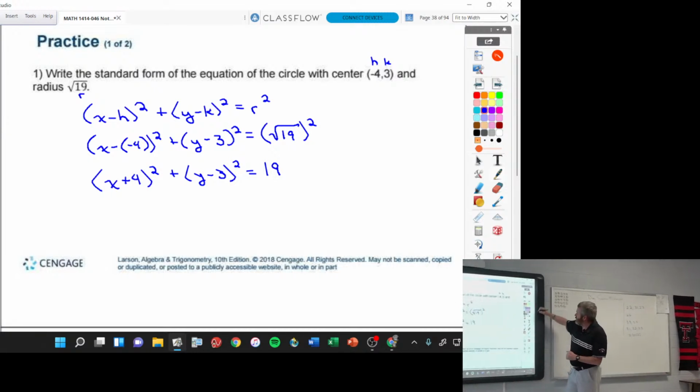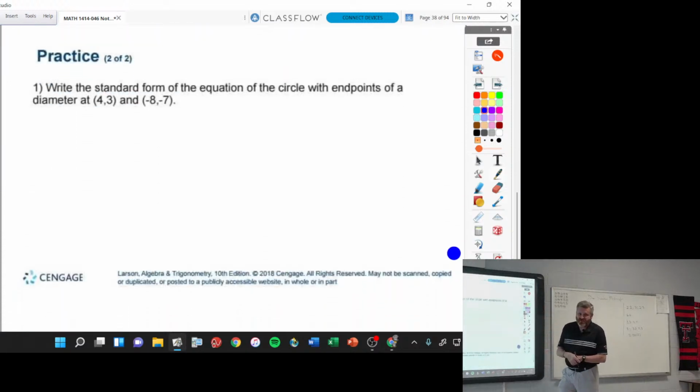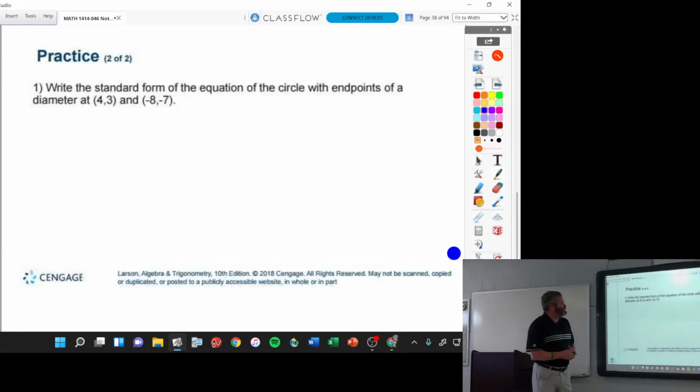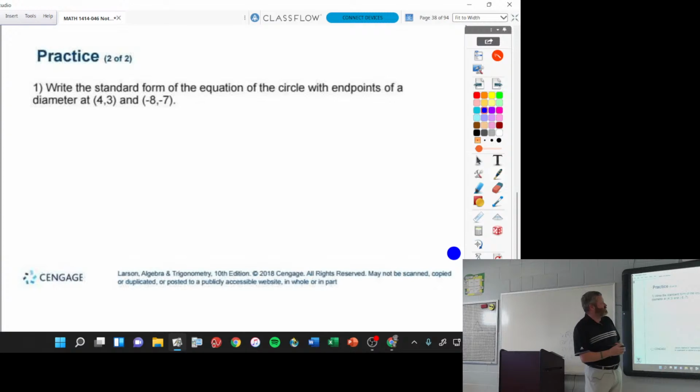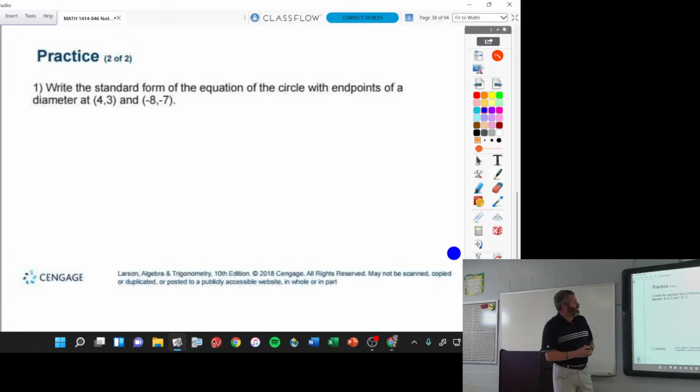Okay. You either stopped and went and worked this problem on your own, or you just kept on watching. So I'm going to go ahead and work this last problem. It says to write the standard form of an equation of a circle with endpoints of a diameter at 4, 3, and negative 8, negative 7.